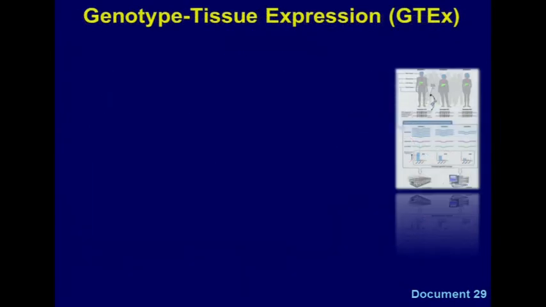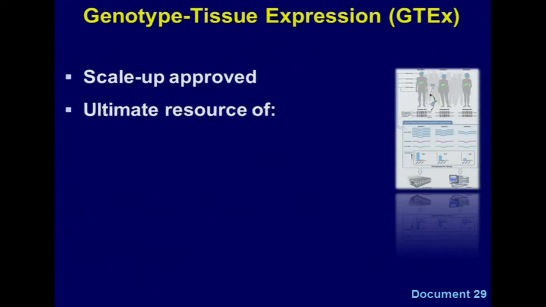The Genotype Tissue Expression, or GTEx, project was approved for a scale-up with money from the Common Fund, and that approval came in May of this year. So there will now be 2.5 years of active enrollment with 25 to 30 tissue samples collected from each postmortem donor. With these additional funds, GTEx now aims by 2016 to generate an ultimate resource involving 900 postmortem donors with associated clinical and histopathological information who will be fully genotyped.